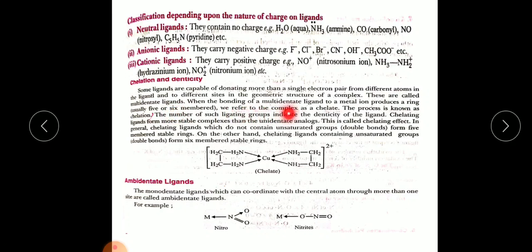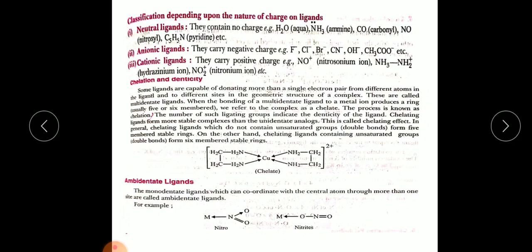Now, when the bonding of a multidentate ligand to a metal ion produces a ring, usually 5 or 6 membered, we refer to the complex as a chelate, and this process is known as chelation. In this, you can see that this is copper and this is dimethylene diamine. Over here, these two donor atoms are donating electrons to the copper atom, so they are forming coordinate bonds. If you see this, they have formed 5 membered rings. So if they form a ring-like structure, they call it a chelate, and the process of formation is known as chelation.